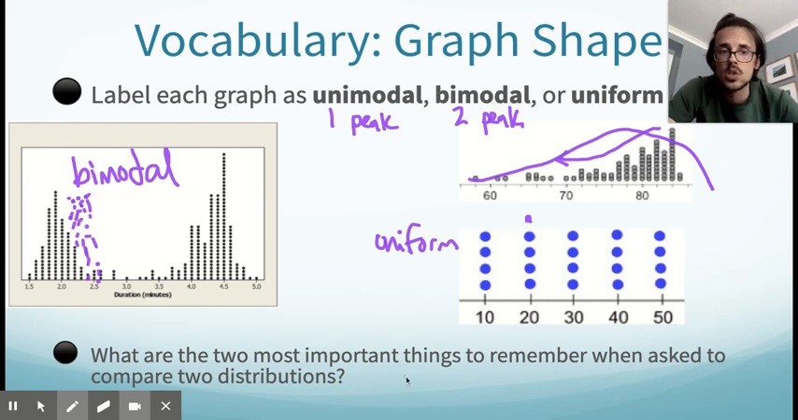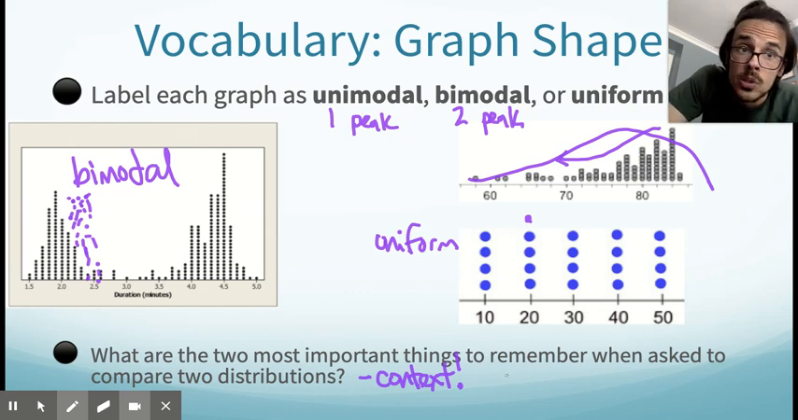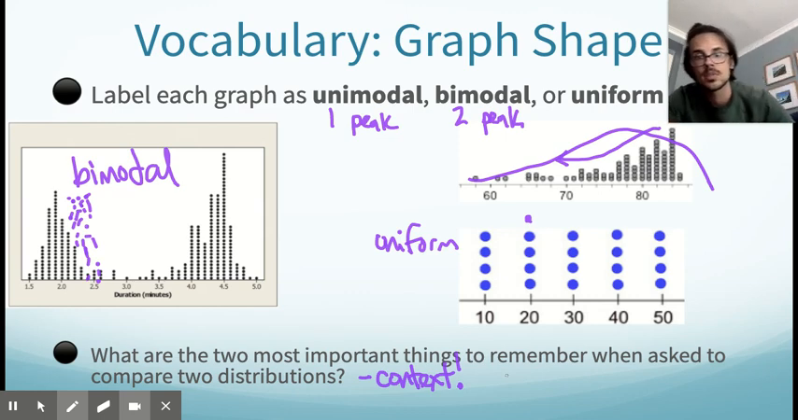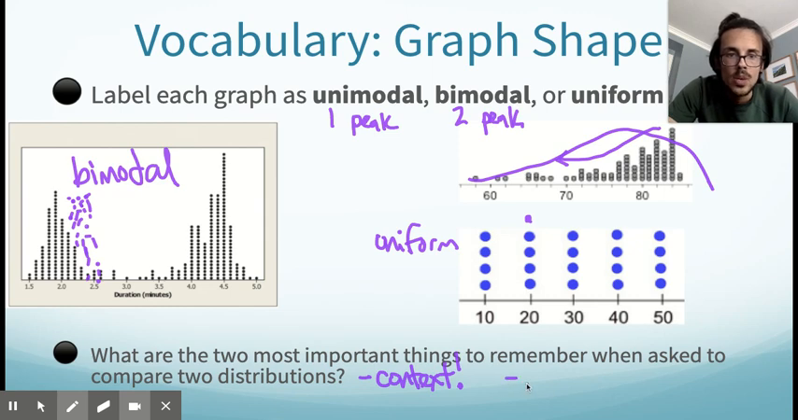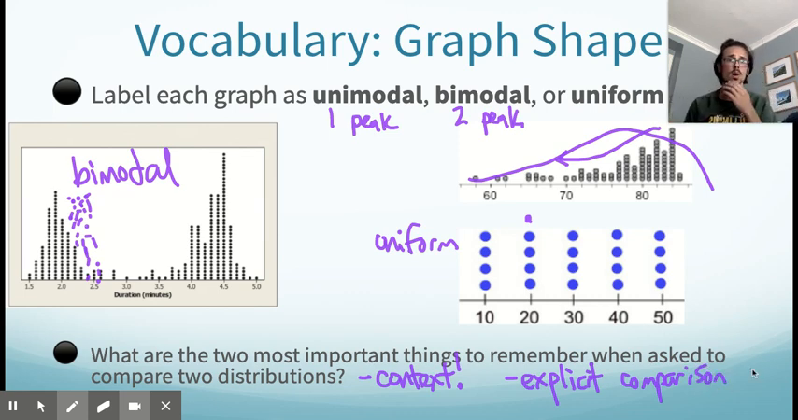When you're asked to talk about a distribution in general, there are two most important things that I see kids do wrong when they're asked to compare distributions. One is remembering context. That will be a big thing all class long. Talk about the actual context of the graph, not just saying the graph is skewed to the left, but the graph of temperatures in these cities over the summer is skewed to the left. The other thing is remembering to explicitly compare the graphs. Making an explicit comparison is also going to be really important. That'll be easier to understand when we do our example on these slides, but basically compare the graphs to one another. Don't just talk about them both separately in a vacuum.